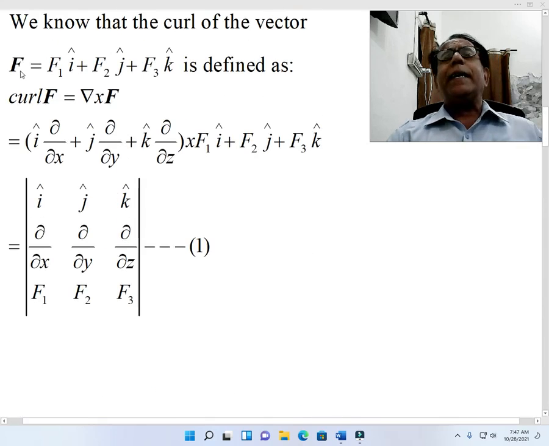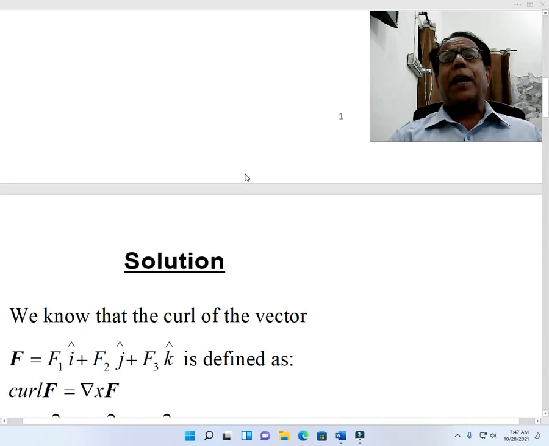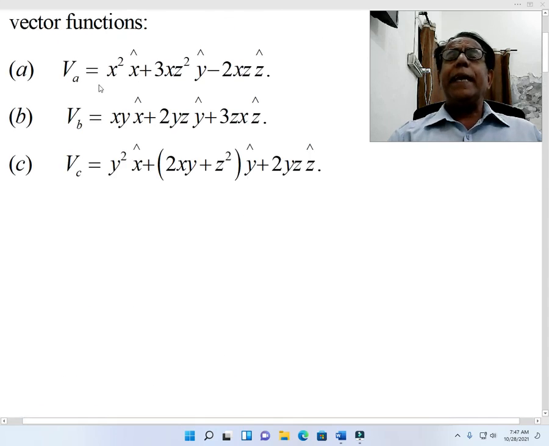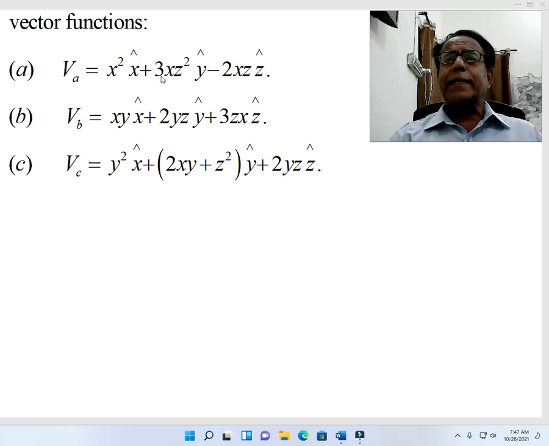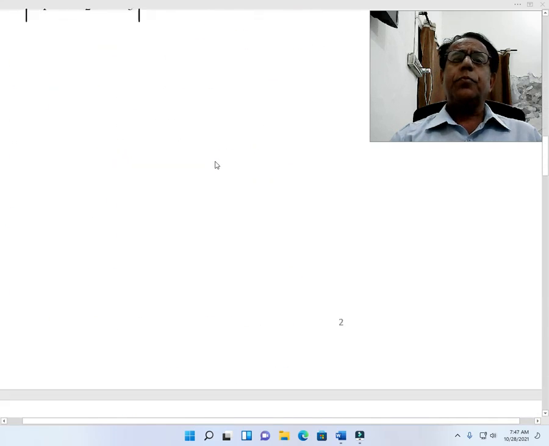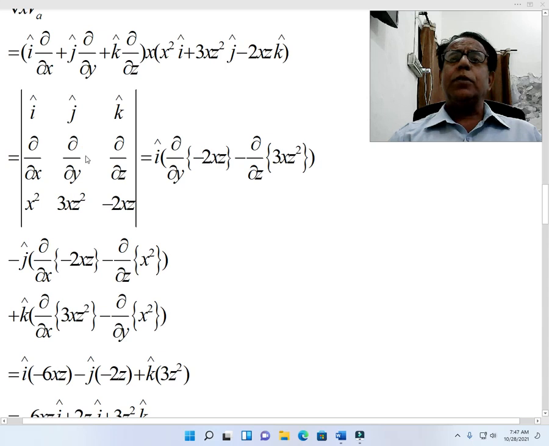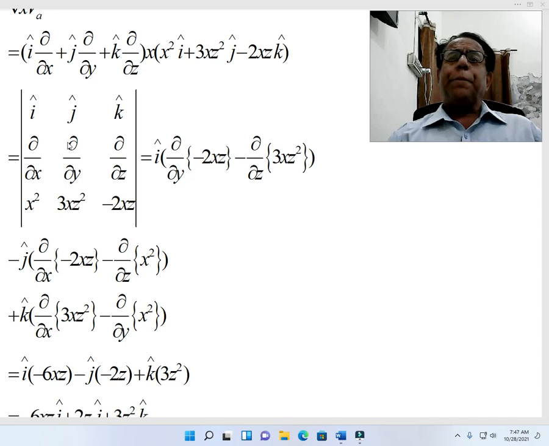Because dear students, here f was equal to f1 I plus f2 j plus f3 k, while VA is equal to x square. Okay, in place of f1 we will write x square, in place of f2 we will write 3xz square, and in place of f3 we will write minus 2xz. Okay, so we have done this. Then we will expand this determinant. Okay, dear students, when we expand it from first row.